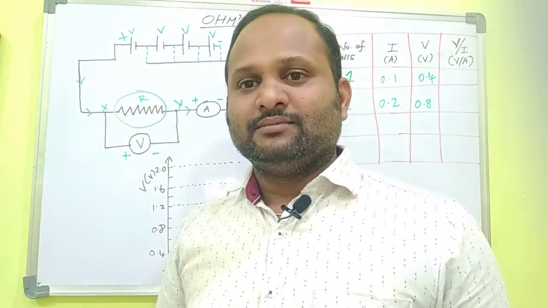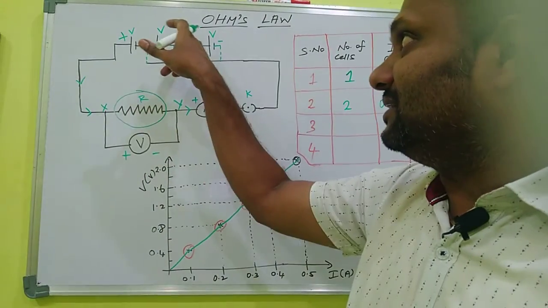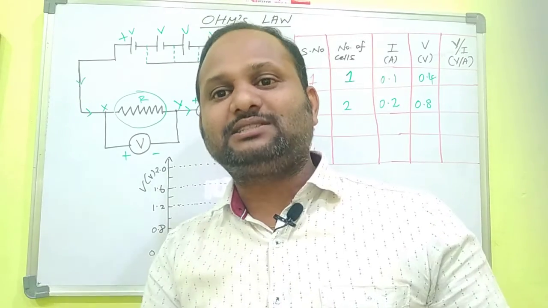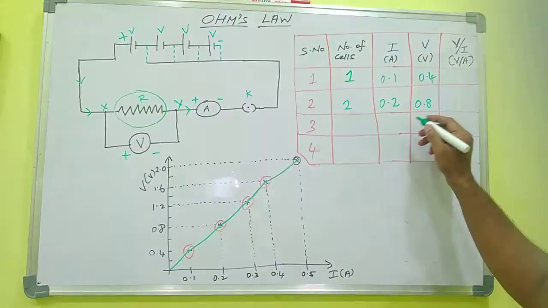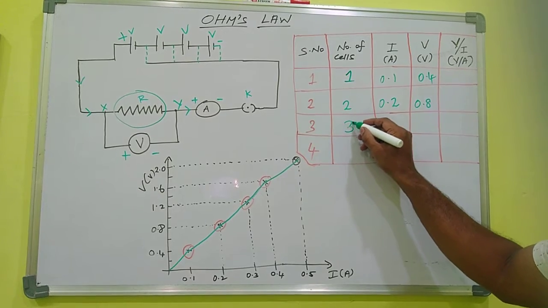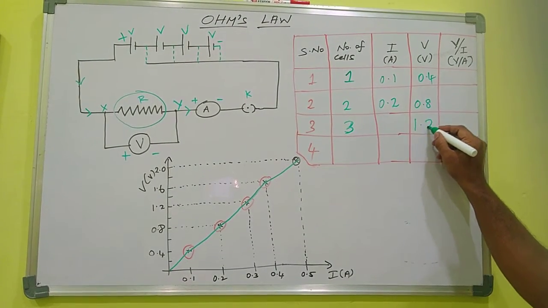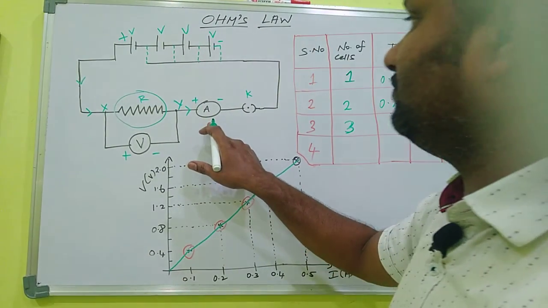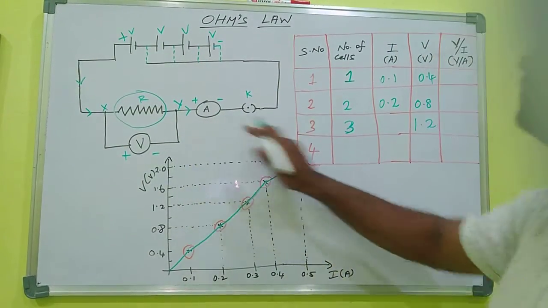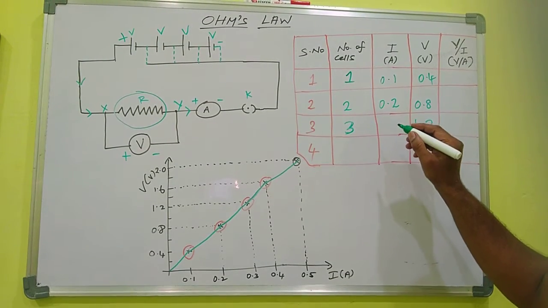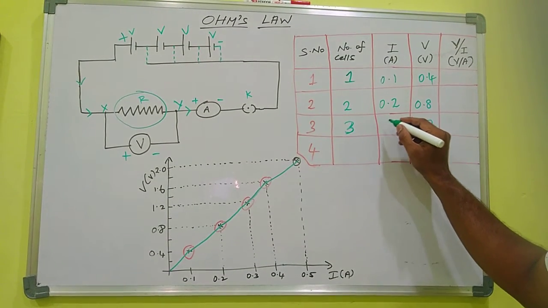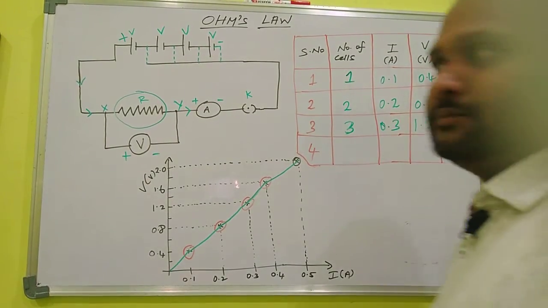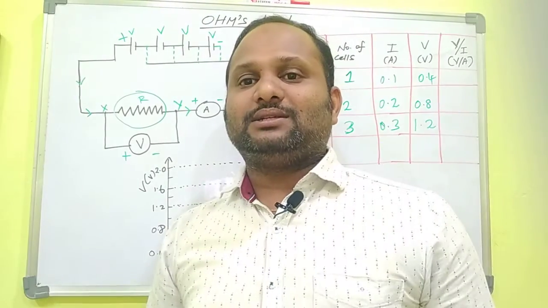Okay, good. Now we connect one more cell. The third cell is connected in the electrical circuit. That means the potential difference is increased. In this case, the number of cells is 3 and the potential difference is 1.2. Now the current passing through the circuit, found by the ammeter, is 0.3 ampere.